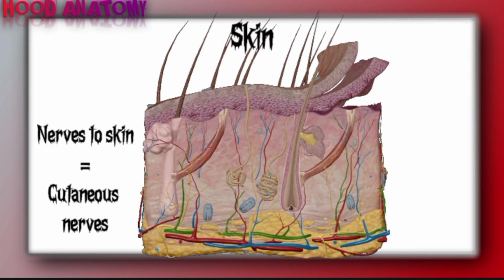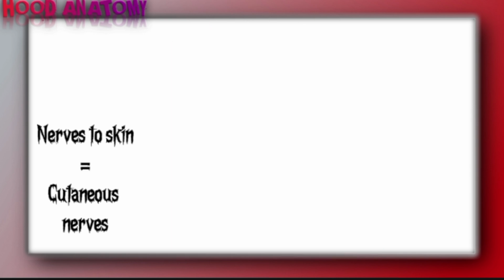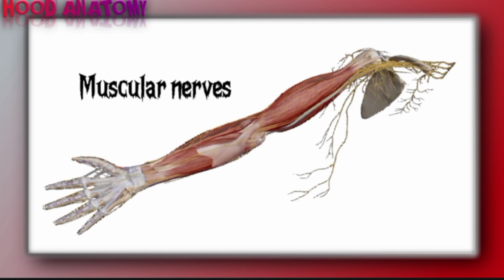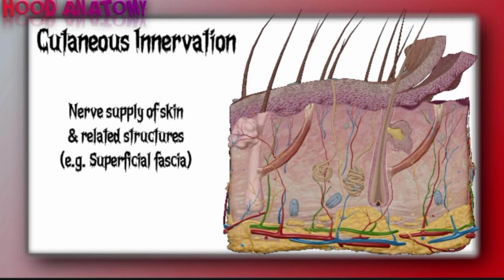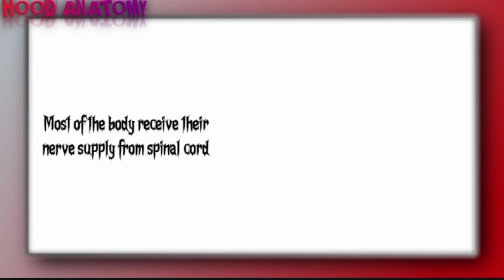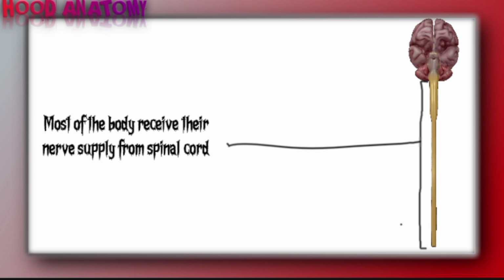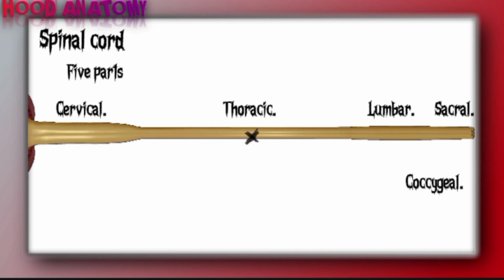Now we get some nerves where they enter skin. They call them cutaneous nerves. E get some where they supply muscles, some they supply other internal structures. So if we talk about cutaneous innervation, now the nerve supply of skin, na im I dey refer to. Now, I also want make you know say most of the body collect a nerve supply from spinal cord. And just the same way they tell you from secondary school, we get like 5 different parts of spinal cord. We get the cervical, thoracic, lumbar, sacral, and even coccygeal.